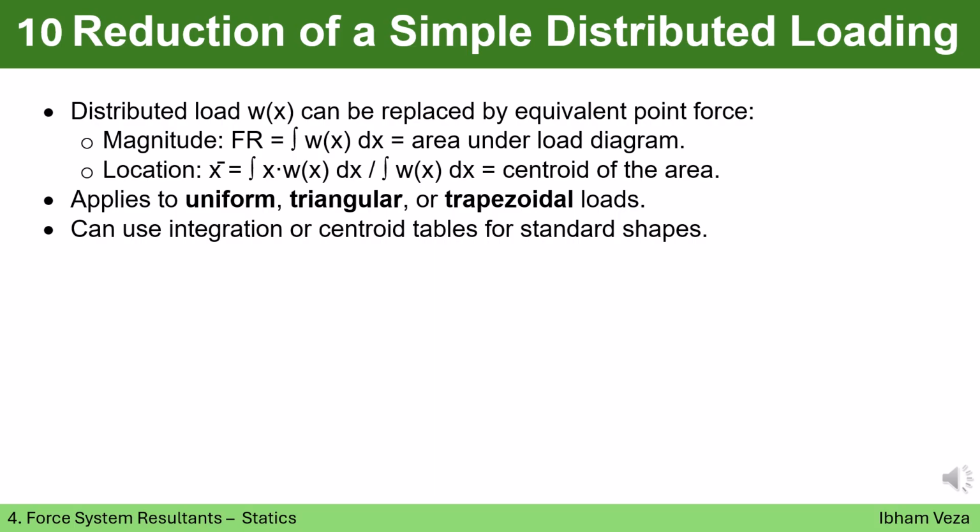Reduction of a simple distributed loading. Distributed loads can be replaced by an equivalent point force. The magnitude of the equivalent force is equal to the area under the load distribution curve. The location of the force is at the centroid of that area. This approach simplifies the analysis of beams and structural members.